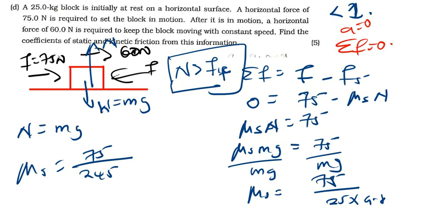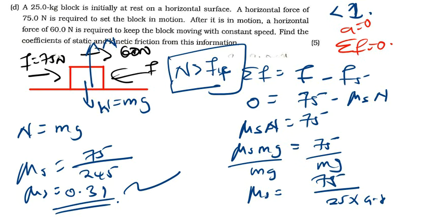So the mu s in this case is going to be 75 divided by 245. That becomes 0.3. Okay, 0.306, which is the same as 0.31. This is the mu s, that is the coefficient of static friction.